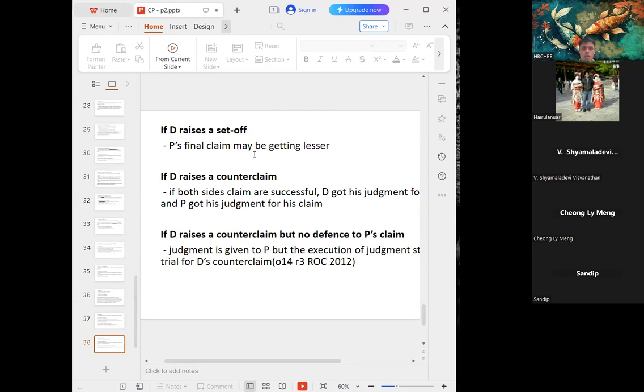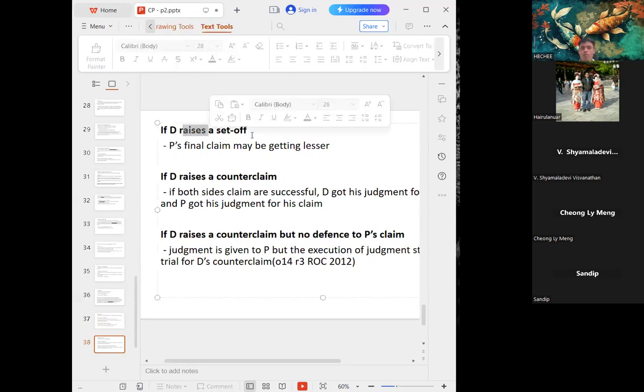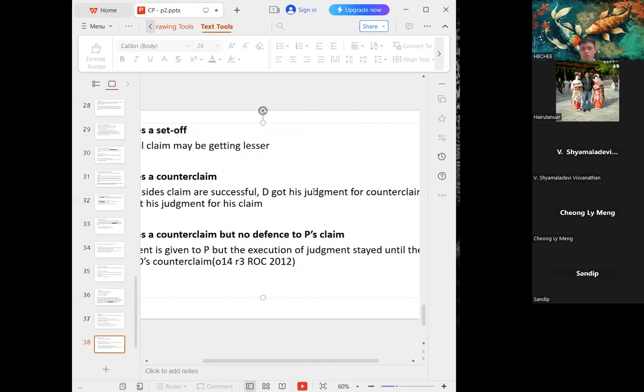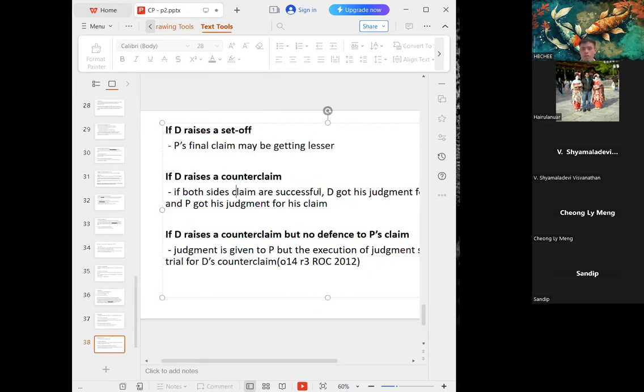Okay. So you see when the defendant raises a set-off, the final claim for the plaintiff will be lesser. But if the defendant raises a counterclaim and both sides' claims are successful, then the defendant gets his judgment for the counterclaim, and the plaintiff gets his judgment for his claim. So sometimes the court papers will be written this way. This is the original action, and then they will put a separate paragraph saying that in counterclaim, this is the procedure.